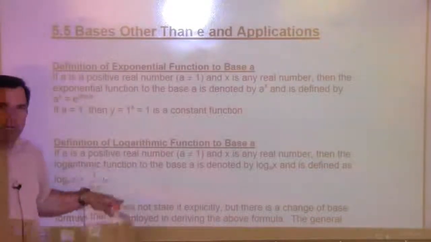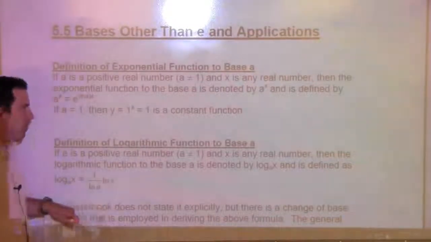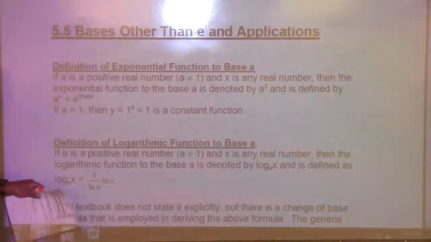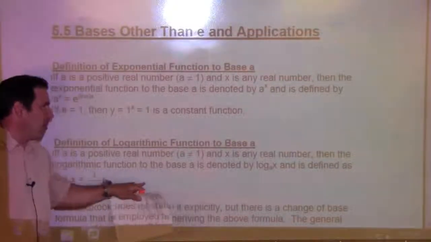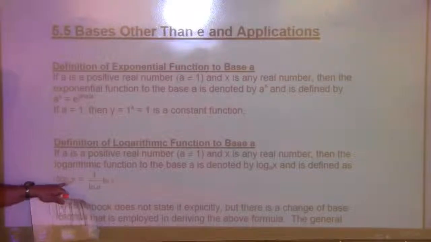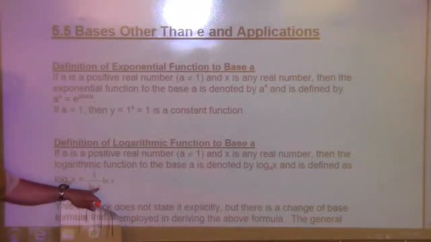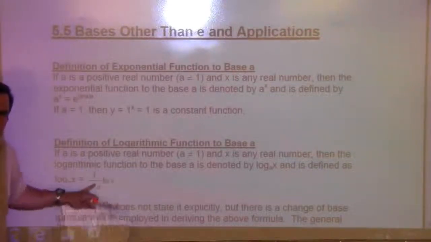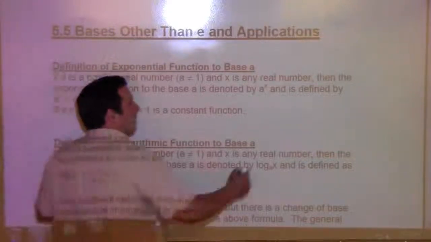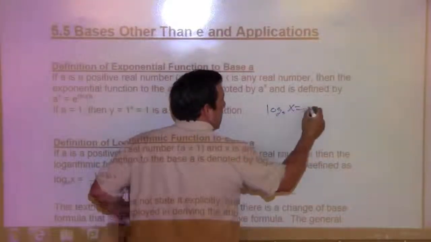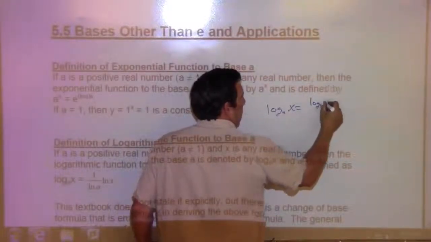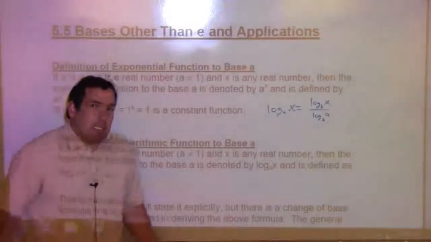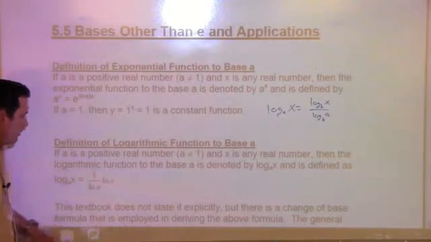The definition of a logarithmic function to base a, I'm sure you've seen this. You've probably seen both these in your pre-calculus days, but maybe not defined this way. If a is a positive real number where a is not 1, and x is any real number, then the logarithmic function to the base a is denoted by log base a of x, and is defined as log base a of x is 1 over the natural log of a times natural log of x. And this utilizes the change of base formula: log base a of x is log base b of x over log base b of a. What we're just using is log base e as our base, which is natural log.